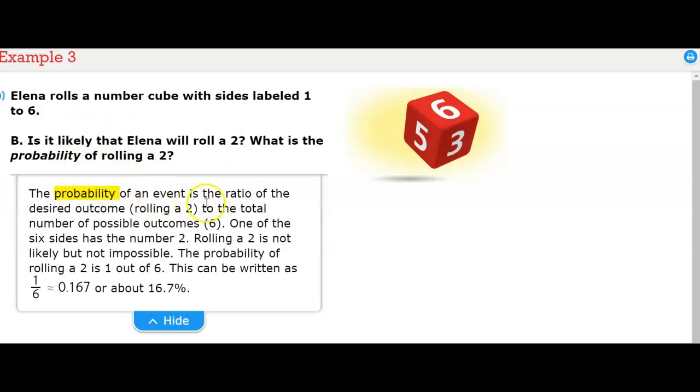So probability of an event is the ratio of the desired outcome, rolling a 2, to the total number of possible outcomes. One of the 6 sides has the number 2, so rolling a 2 is not likely but not impossible. The probability of rolling a 2 is 1 out of 6. This can be written as 1/6, which is approximately 0.167, or about 16.7%.